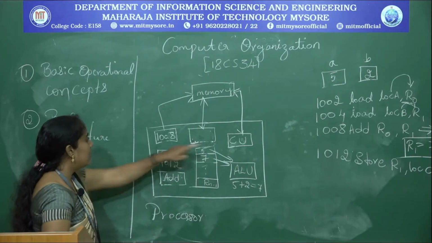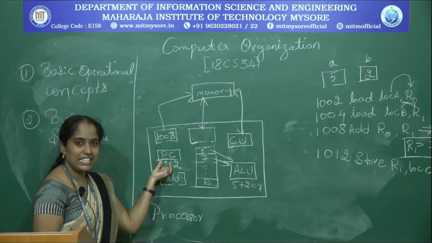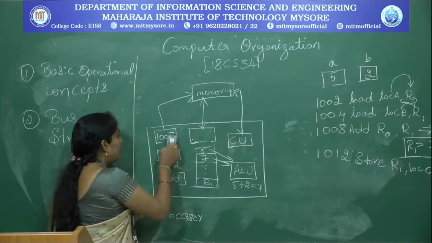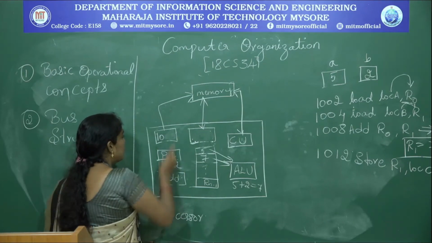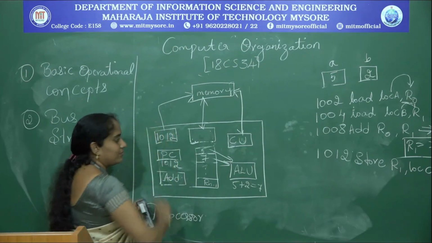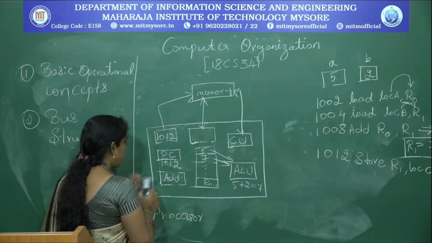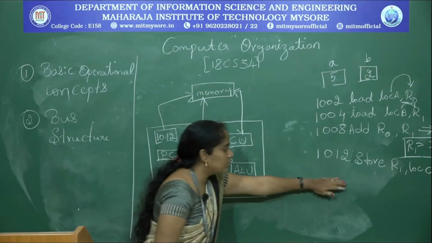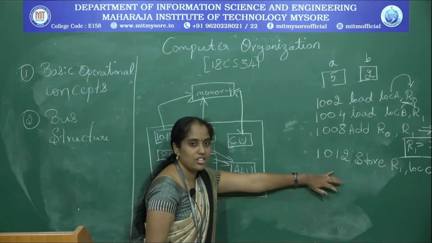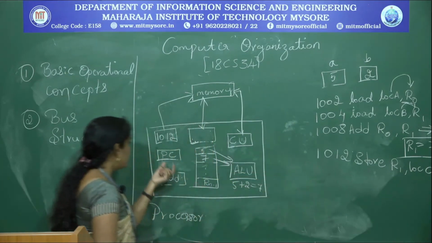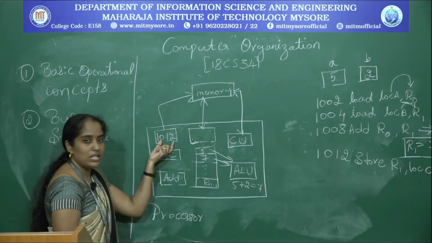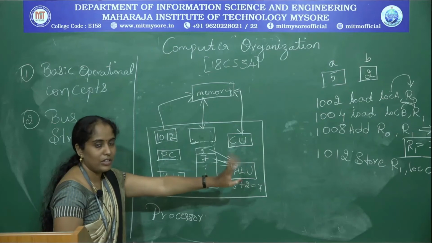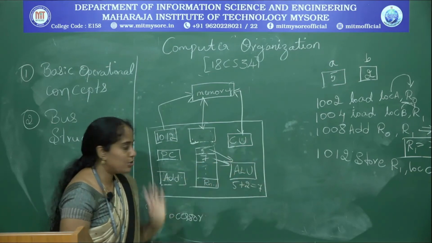Now yes, your CU will check the PC. Yes, it contains the next instruction address, right? Now it will be replaced with 1012. Now store. Now PC is empty because there is no next instruction here. So now this PC will be 1012. Here it will check that line, and that is store.